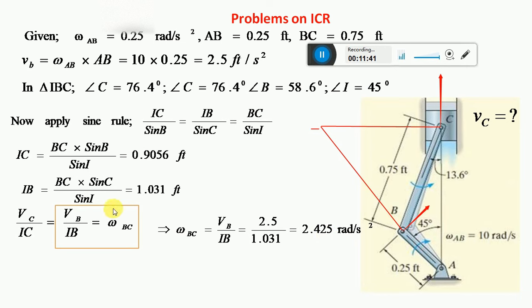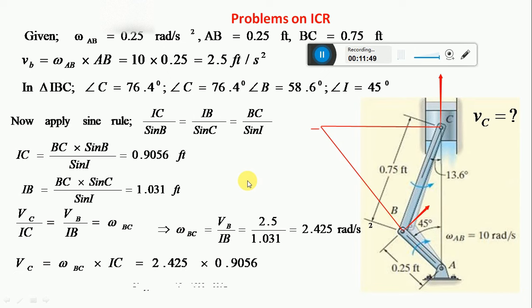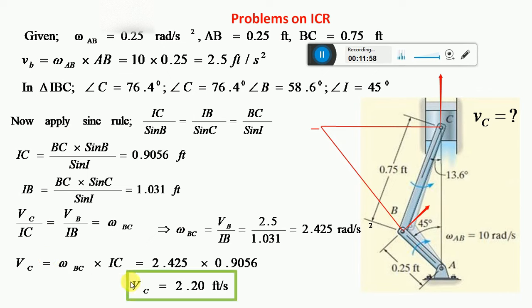Now once we get omega BC, next is to compare omega BC with VC upon IC. So VC is equal to omega BC into IC. Using IC and omega BC, we can find VC. So this is our required solution, which is VC, the velocity of slider C. Thank you very much.